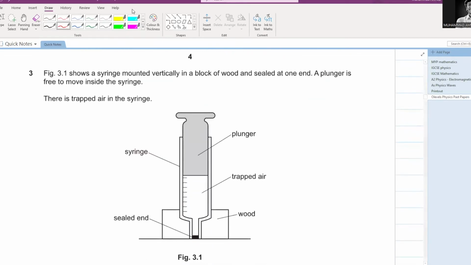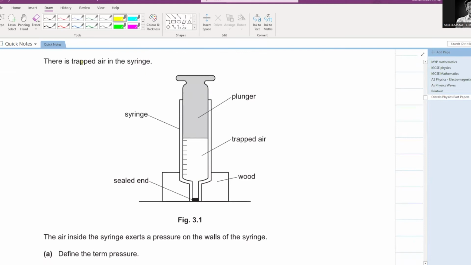Perfect. Let's further move ahead. Figure 3.1 shows a syringe mounted vertically in a block of wood, sealed at one end. Beta, this is a syringe that is mounted on a block of wood and it is sealed at one end. A plunger is free to move inside the syringe. एक plunger है that is free to move inside the syringe. There is trapped air in the syringe.